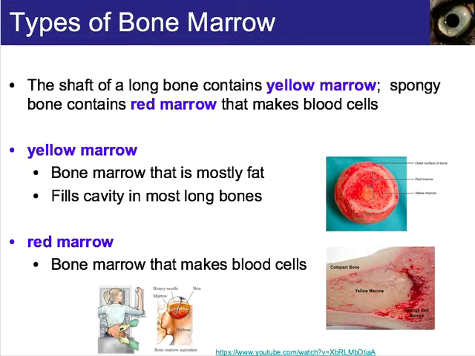The shaft of the long bone also contains inside it yellow marrow and red marrow. Yellow marrow is mostly fat, and it fills the cavity in most long bones, and red marrow is the part of the bone that makes red blood cells.